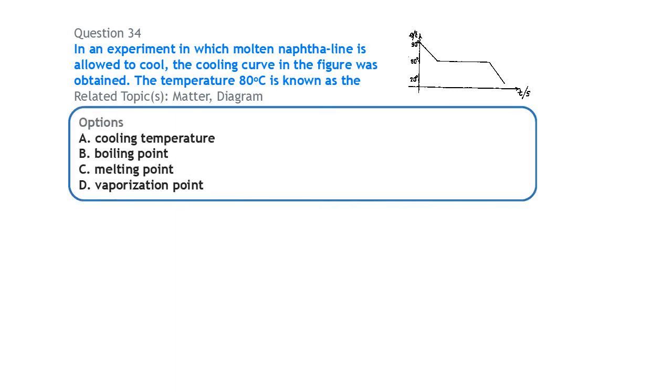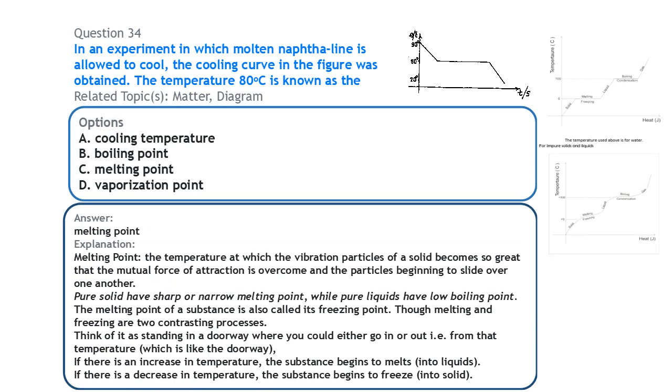Next question on matter. In an experiment in which molten naphthalene is allowed to cool, the cooling curve in the figure was obtained. The temperature 80 degrees Celsius, that is this temperature where you have the curve parallel to the time axis here, is known as, so that part there is what we call the melting point. It's called the melting point or the freezing point.